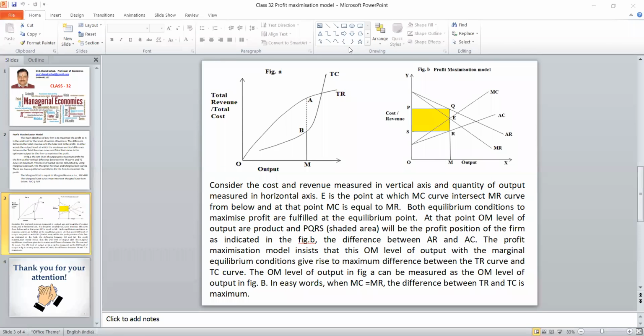Whether it is true? Yes, it is true. It is scientific. At that point only, the difference between the total cost curve and total revenue curve will be maximum. So instead of continuing to measure at which point the distance between TR and TC is greatest, we can easily identify the point at which MC intersects MR from below, at that respective level of output. There will be profit maximization. Whether it is true, 100% true.